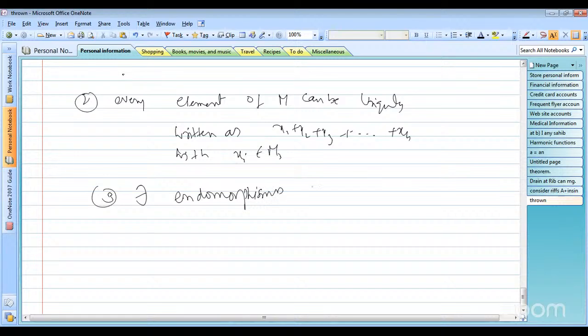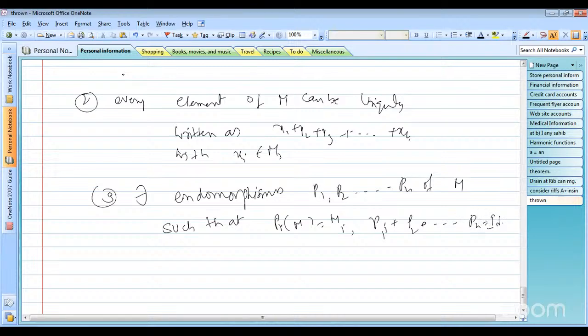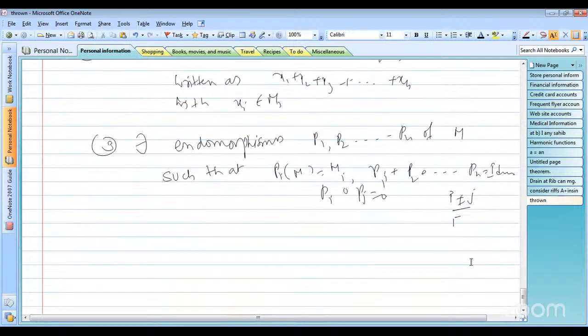The third condition: there exist endomorphisms P1, P2, and so on, Pn of M such that Pi of M is Mi, and P1 plus P2 plus and so on plus Pn is equal to the identity on M. Therefore Pi circle Pj is equal to 0 for i not equal to j. We have to prove that the first condition implies the second, the second implies the third, and the third implies the first.